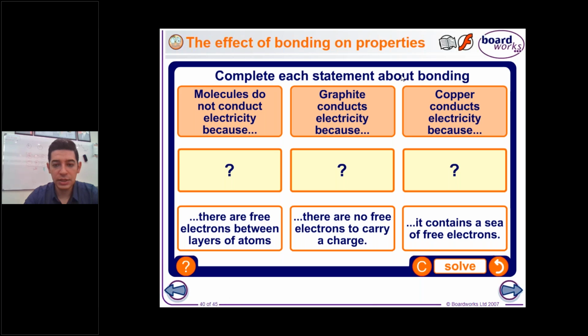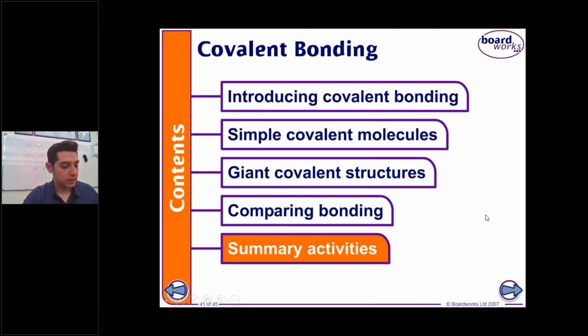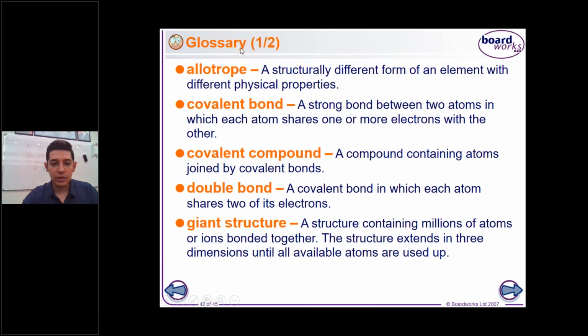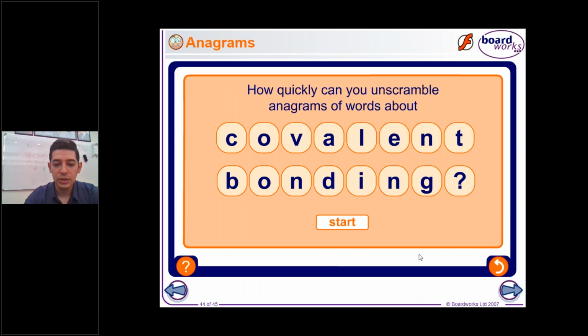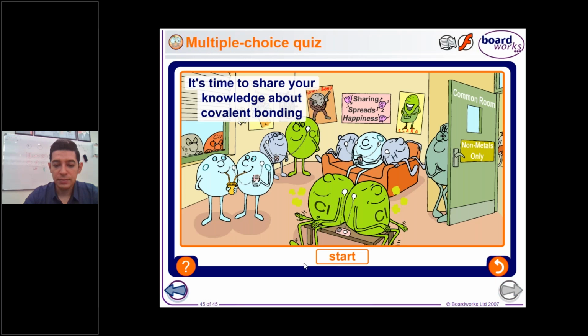So complete each statement. This is for you to summarize the topic. Summary activities. In summary activities, we have a glossary. Each word, allotrope, for example, is structurally different from an element with different physical properties. Covalent bond for giant structures. You can easily practice it at home. You can practice this game.